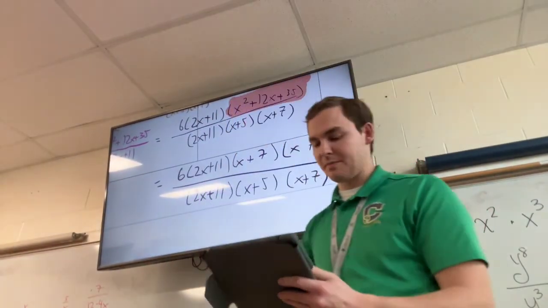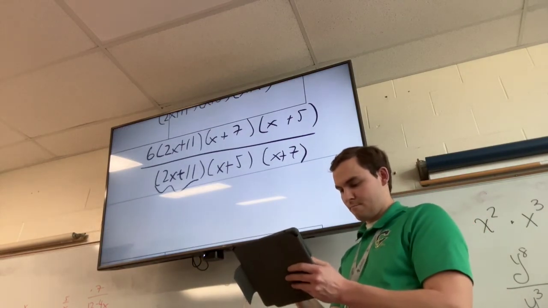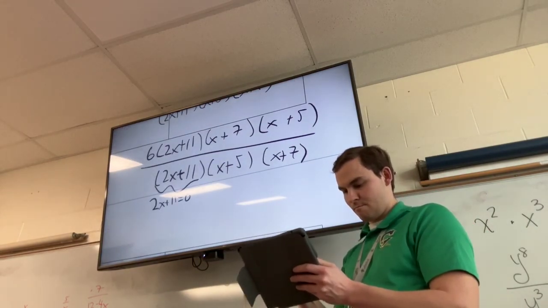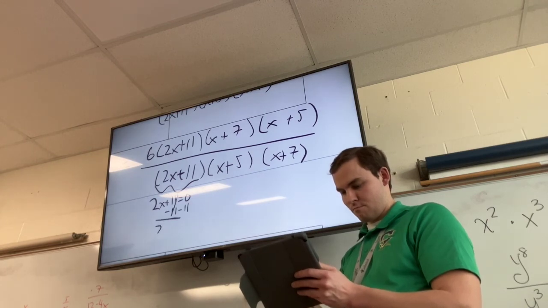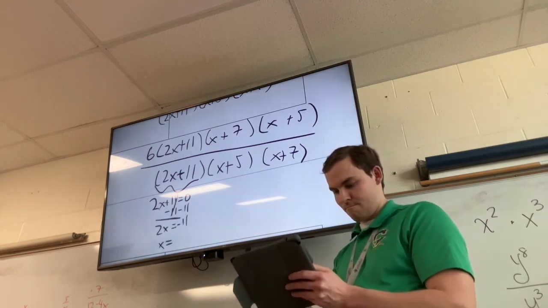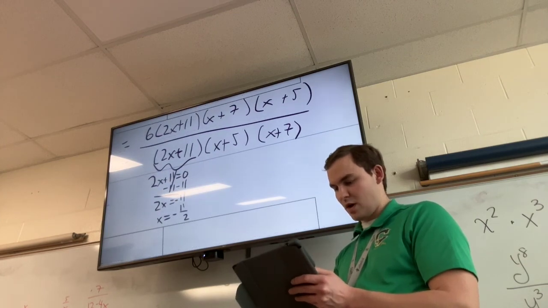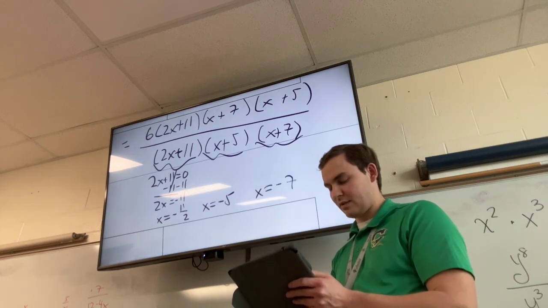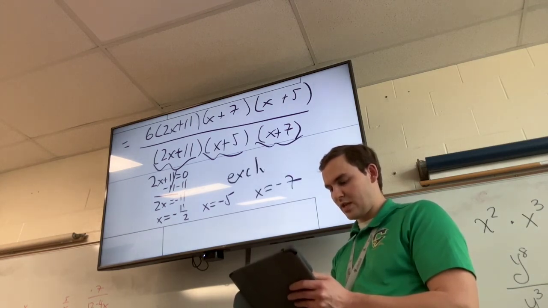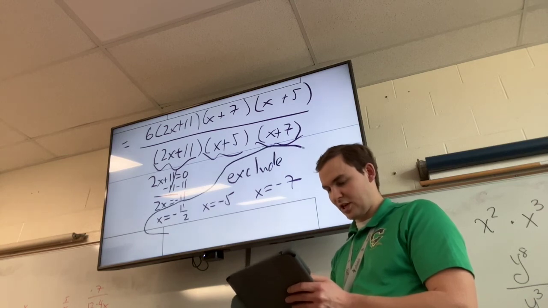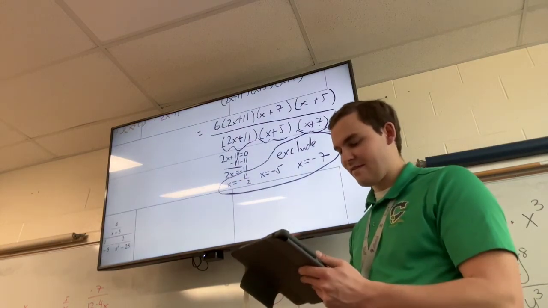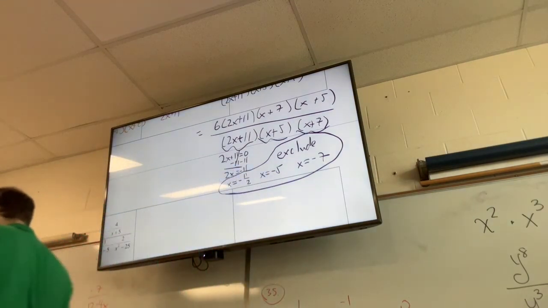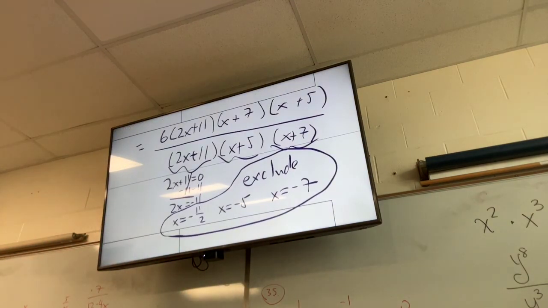Okay. All right. So what are my excluded values then? Okay, that's 1. Another one is x equals -5. A third one is x equals -7. So we got to exclude these. This is the one time it's okay to exclude stuff. And then my last step in simplifying is I can finally just cancel out. I'm just left with 6.